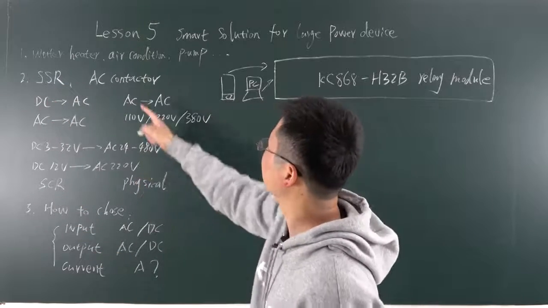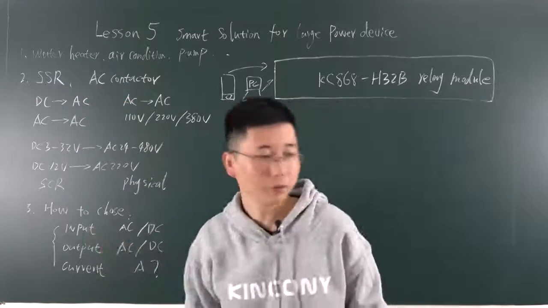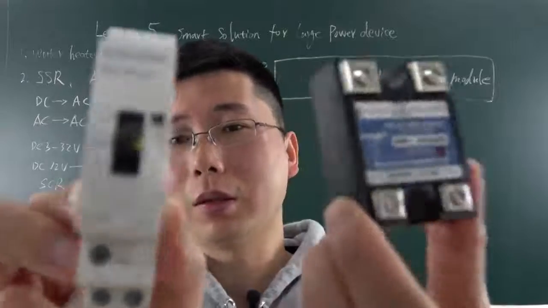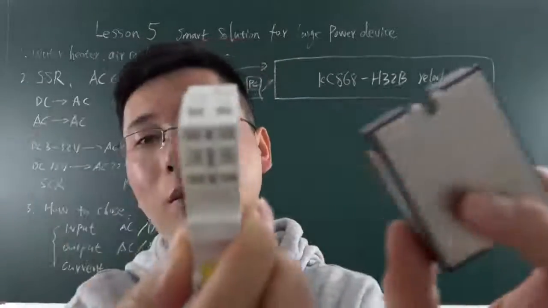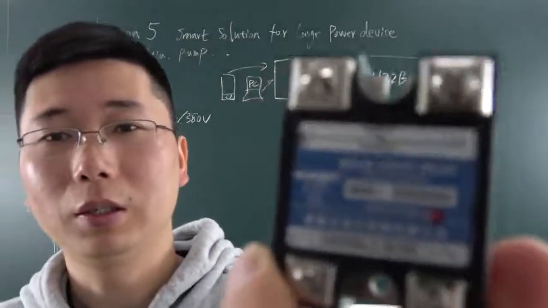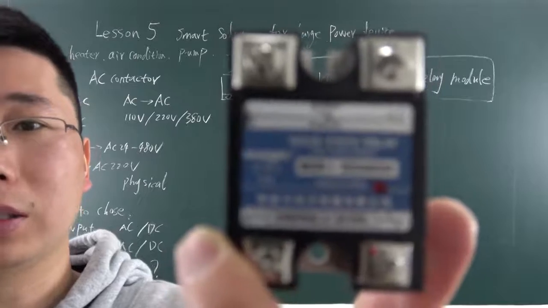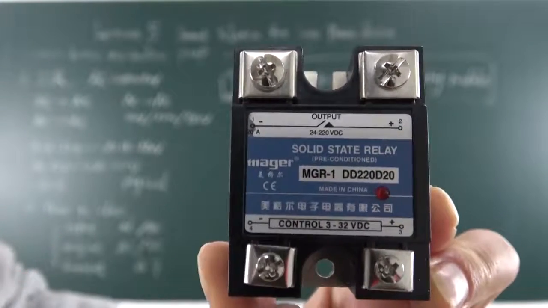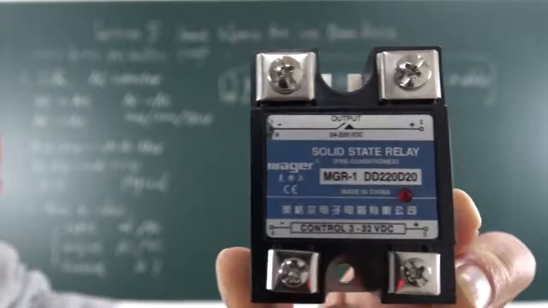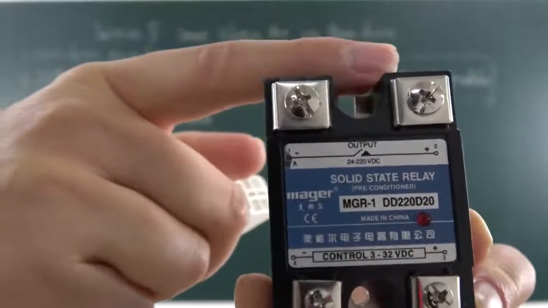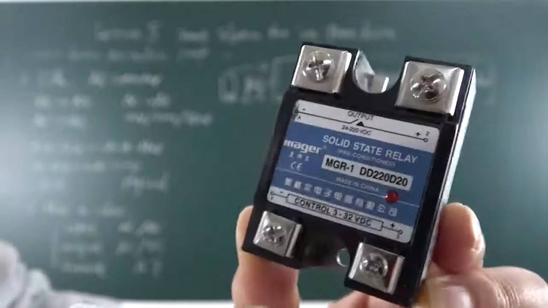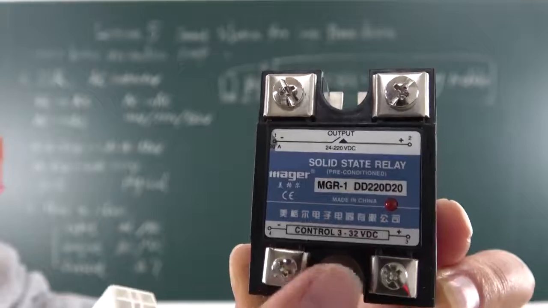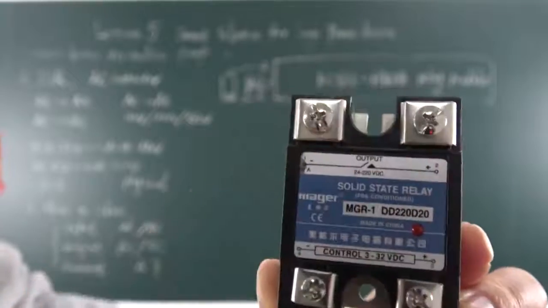And this is the physical one. I can show you, you can see these two parts have different sizes. This one has an SCR inside. This is the solid state relay, SSR. It has a DC input, and this controls the load output. So this is the SSR's input controlling the output.